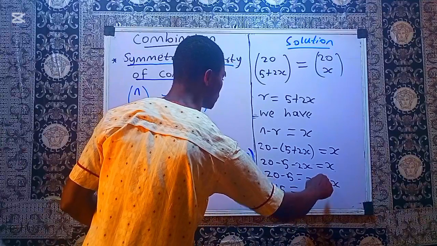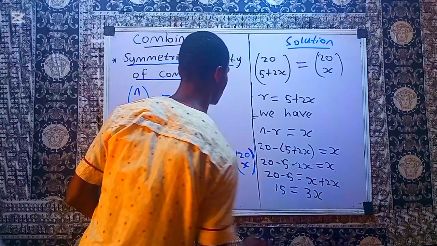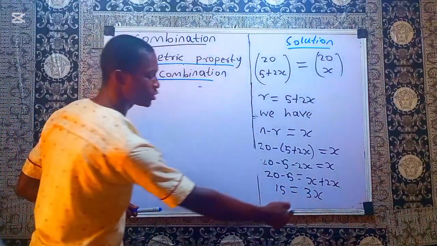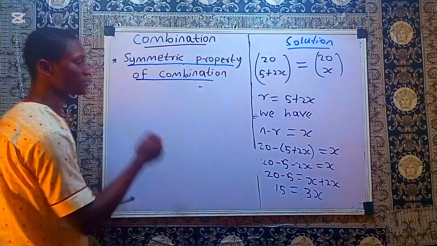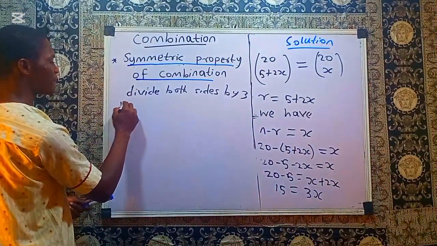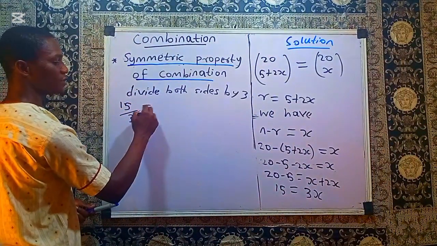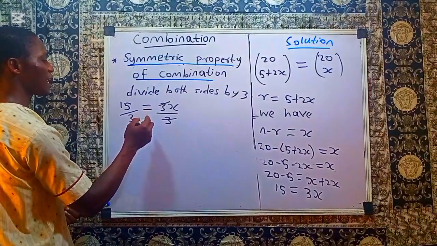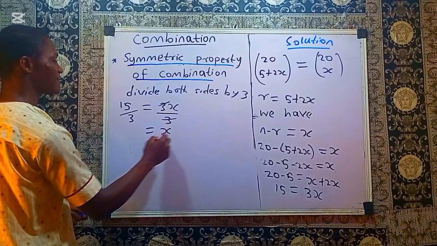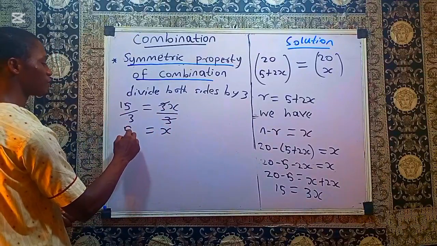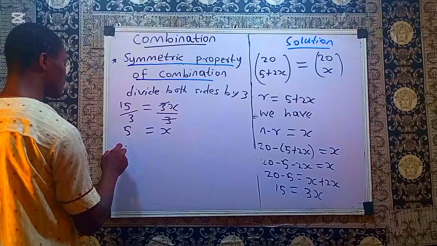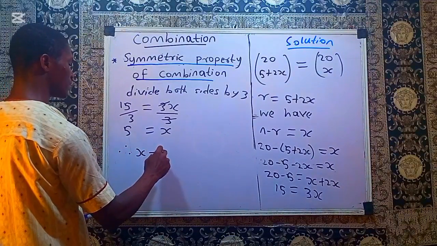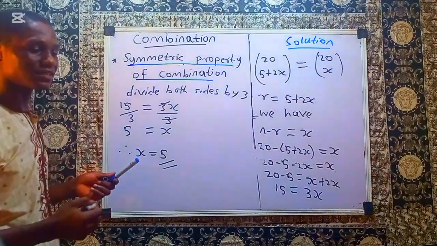X plus 2x will give me what? 3x. So if the coefficient of x is what? 3. The coefficient of x is 3. We are going to divide both sides by 3. So we are going to have 15 divided by 3 is equal to 3x divided by 3. So that if 3 divide 3, I have 1. Multiply x, I have x. And if 3 divide 15, I have what? 5. So I can explicitly state that x is equal to what? 5. So that we have gotten that x is 5.